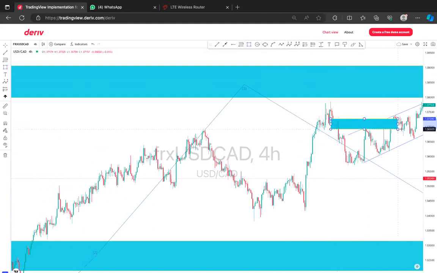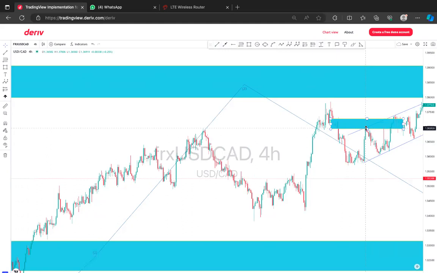I spotted an OB here. And when the market mitigated the OB, this place, can you see this spot? Can you see it? Yes. So now I want to explain another thing. We have internal and external order blocks.